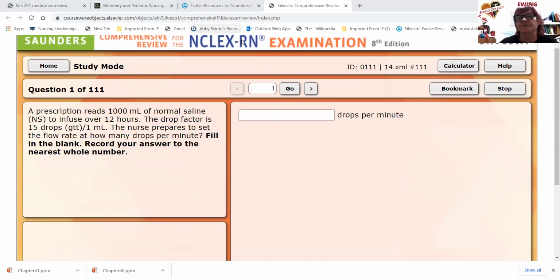Okay, who could see the question? The prescription of 1,000 mL. We can see it. Where are we reading from, nurse? The nurse prepares to set the flow rate, and how many drops per minute. That's where I want you to read from, because that's going to tell you how to set the problem up. So as soon as we see drops per minute, we think 3 things, right? Total mLs, total volume, 1,000 mLs.